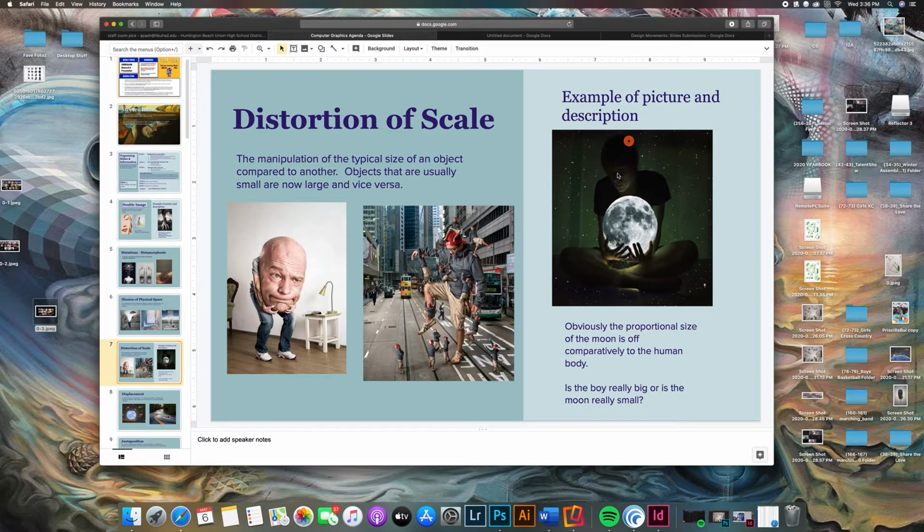And here's another example here. So what I would do is, on this slide, put distortion of scale up towards the top, add my reference, and then down on the bottom describe how that meets that criteria.